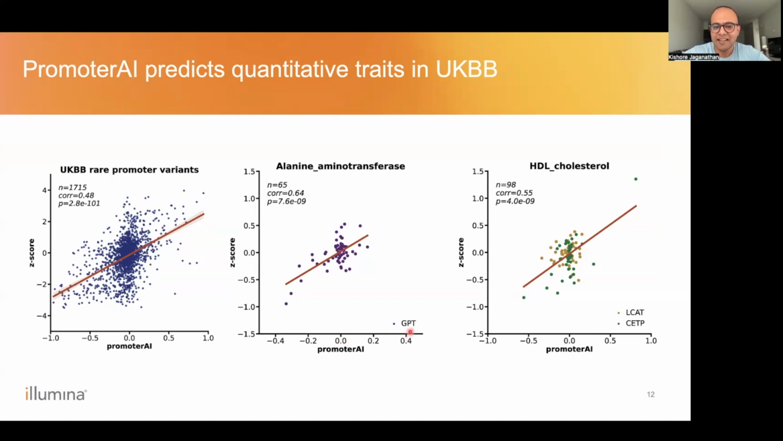So for example, there's a strong association between the GPT gene and alanine aminotransferase. On the x-axis, you see the promoter scores of individuals carrying that particular promoter variant in the GPT gene, and the y-axis is the actual trait value. Similarly, for HDL cholesterol, there are a couple of genes. On the x-axis, you see the promoter score of the promoter variant, and the y-axis is the cholesterol levels. There are 4 other cases where you see good correlations.